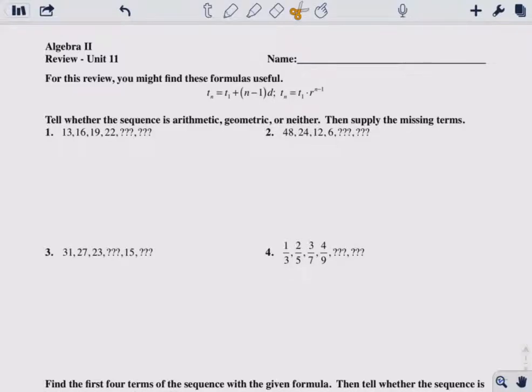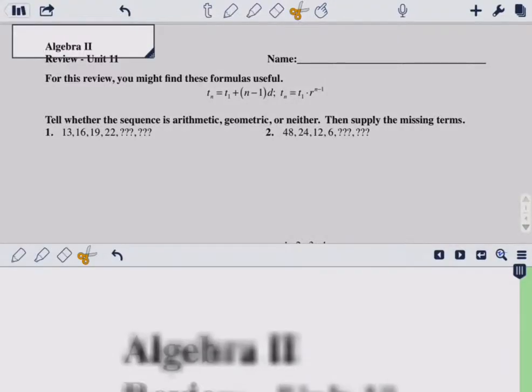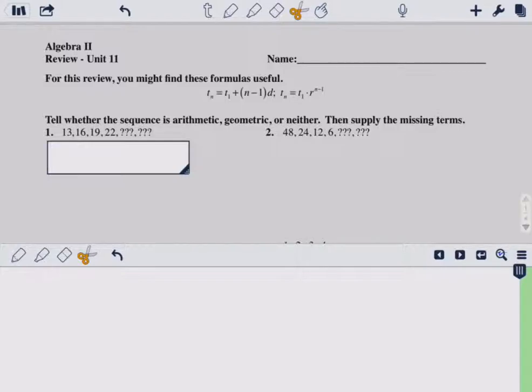All right, this is the Unit 11 review for Algebra 2 CP, page 1. Okay, so we're starting with tell whether the sequence is arithmetic, geometric, or neither. Then supply the missing terms.